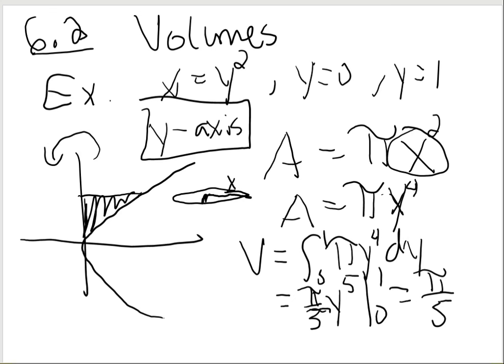Okay, so that is what I have for today. Tomorrow we will continue talking about this, and in fact talk about something else. This was the disk method, because we were making disks. Tomorrow we'll talk about the washer method, where it's just slightly different.